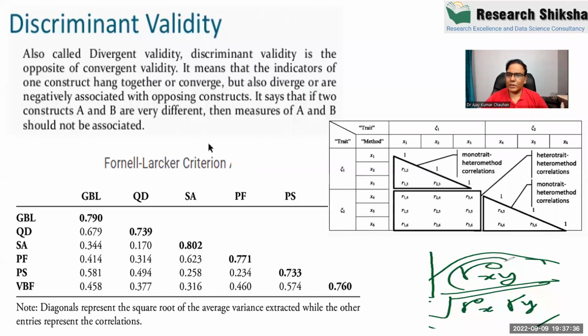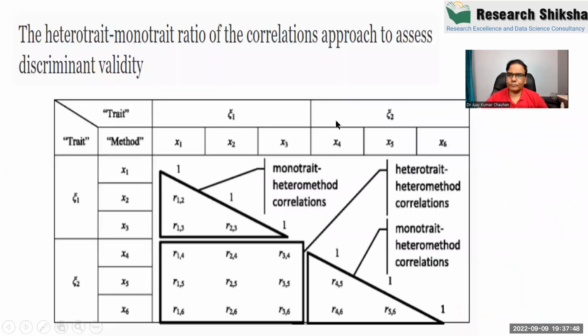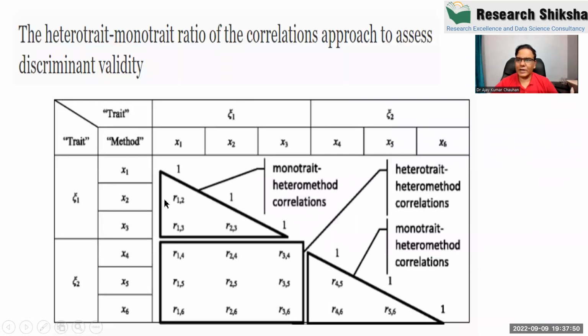After that, we have one more criterion. This criterion is known as the heterotrait-monotrait measure. So let me show this. Now what is heterotrait and monotrait? Mono means same, hetero means different. Suppose in this table we have two constructs. This is construct number 1 and this is construct number 2. Construct number 1 is represented by x1, x2, x3, and construct number 2 is measured by x4, x5, x6.